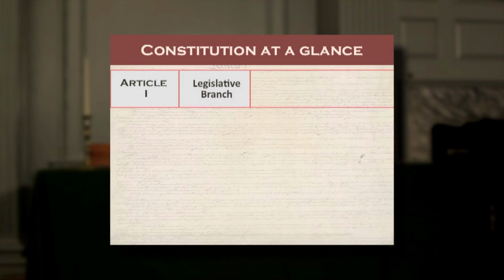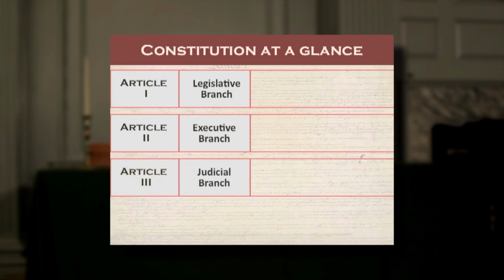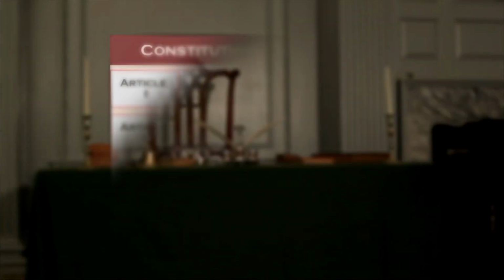First, we've got 7 articles. Article 1 is the legislative branch. So there's where we learn about Congress. Article 2 is the presidency. So that's our executive branch. We'll spend a little more time on that later. Article 3, the judicial branch. We're going to spend a lot of time on the judiciary. That's become probably the most dangerous branch in terms of taking the Constitution and turning it into something it was never intended to be.